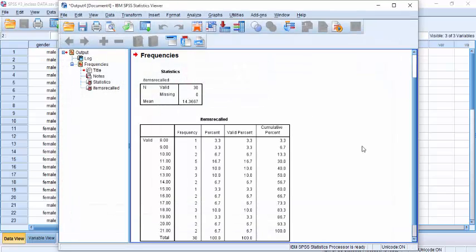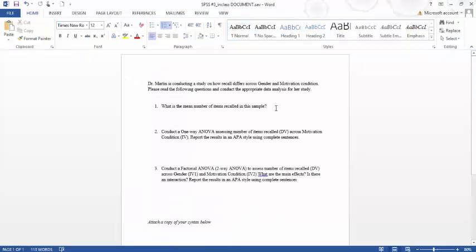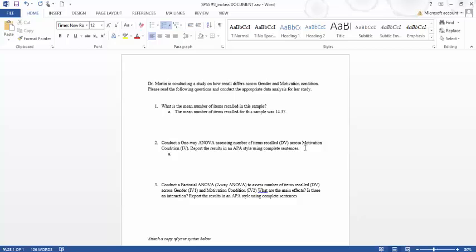So this is our output. And here we see that the mean number of items recalled for the sample was 14.3667. If we round, that's going to be 14.37. Alright, so go back to our document and, using complete sentences, go ahead and write that the mean number of items recalled for the sample was 14.37.